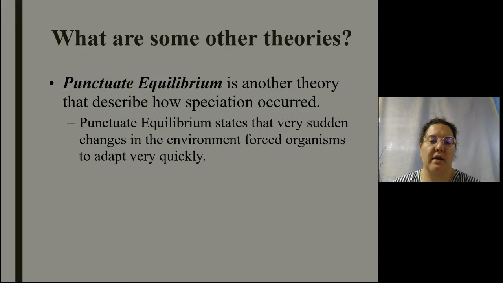Now, we just want to, again, we had natural selection, and then another one is punctuated equilibrium that states instead of slow environmental changes causing natural selection pressure of an organism, we could have a very sudden change in the environment that forced organisms to adapt very quickly. So that's another theory of how organisms change over time.